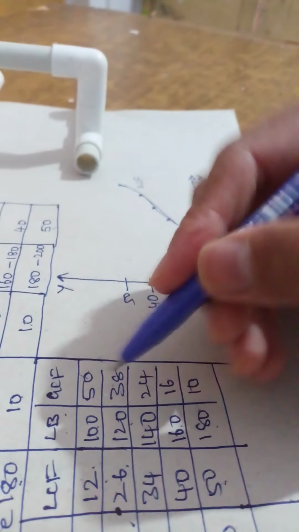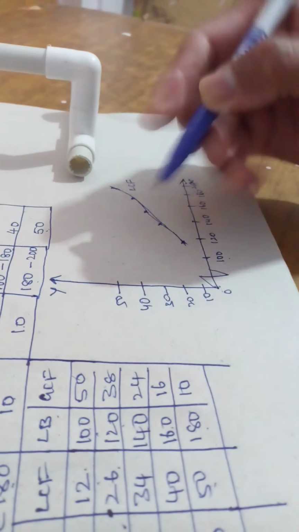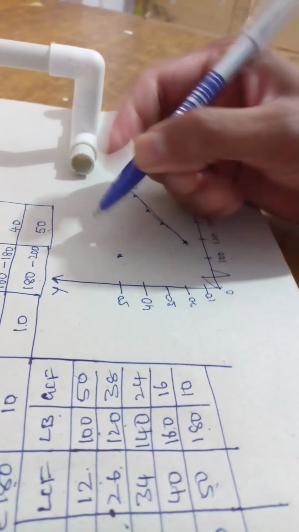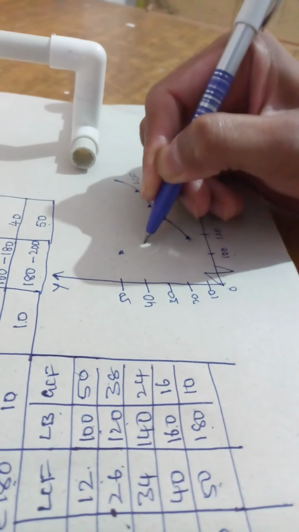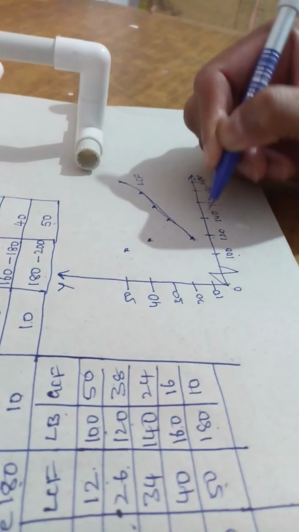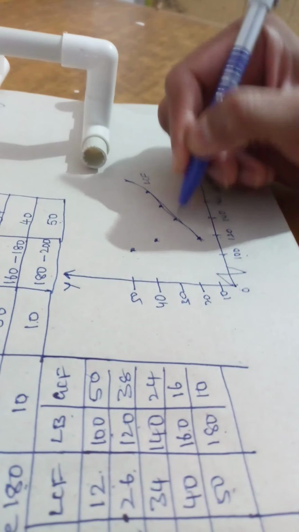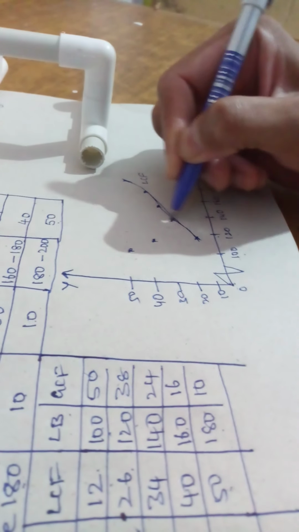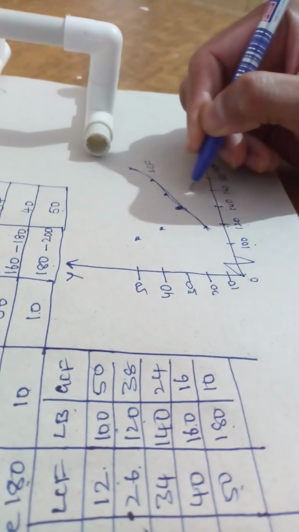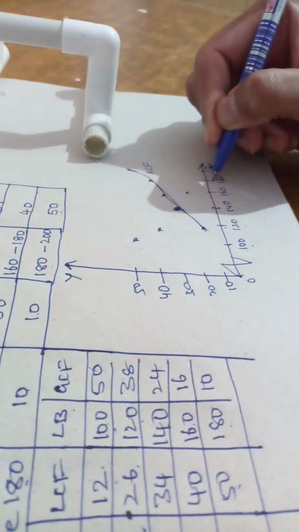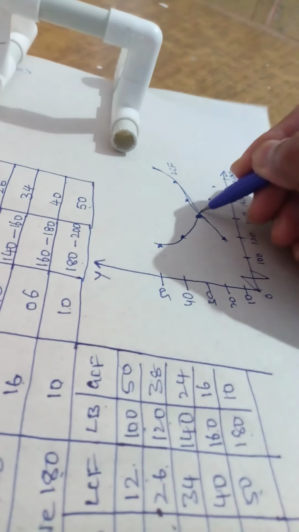And come to the GCF values. 100 is the lower bound. What is the value here? 50. At 120, what is the value? 38, very near to 40. At 140, 24, just above 20, nearly 20, so I will place it a little bit above. Then at 160, what is the value? 16, very near to 20. Then at 180, what is the value? It's equal to 10. Now my points will be like this.